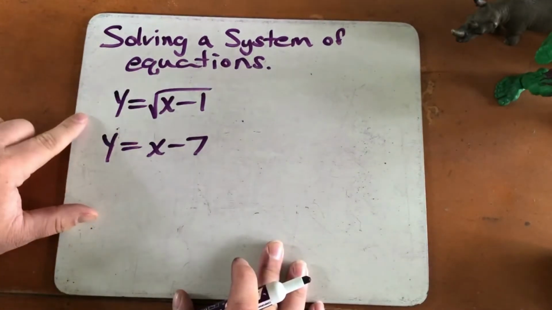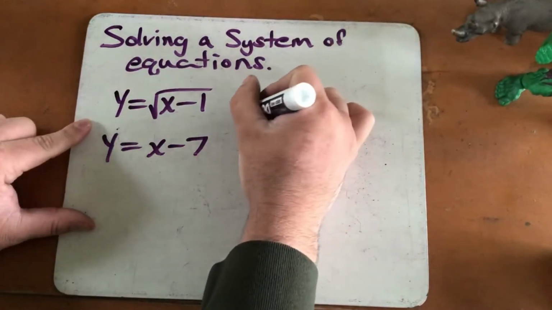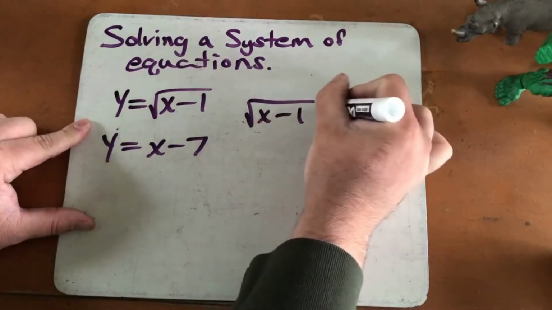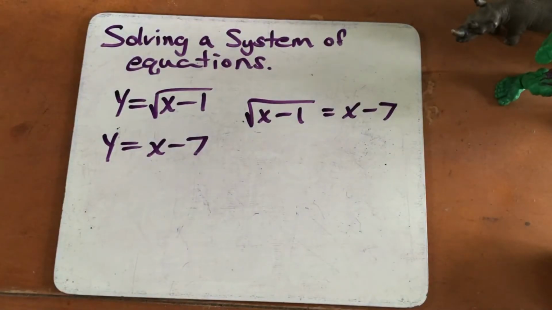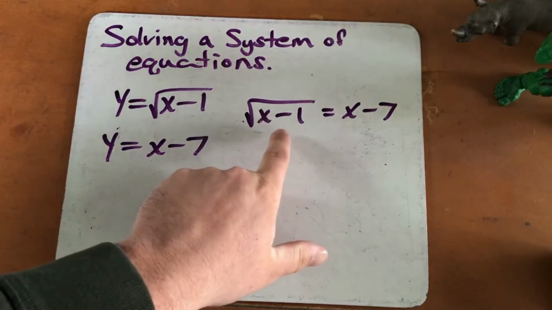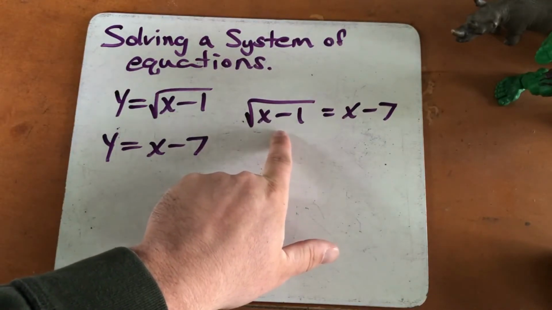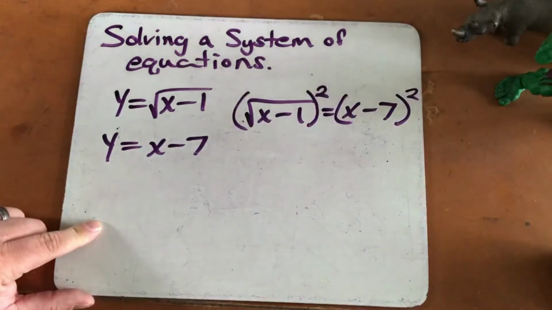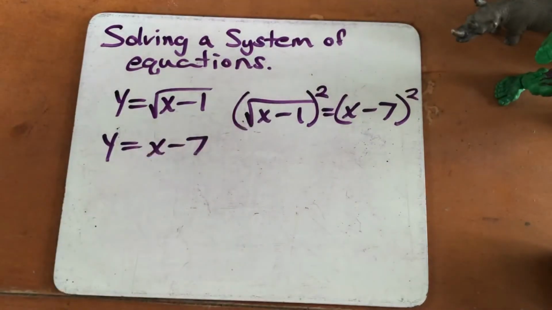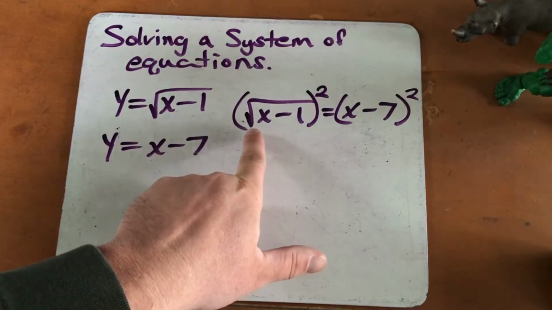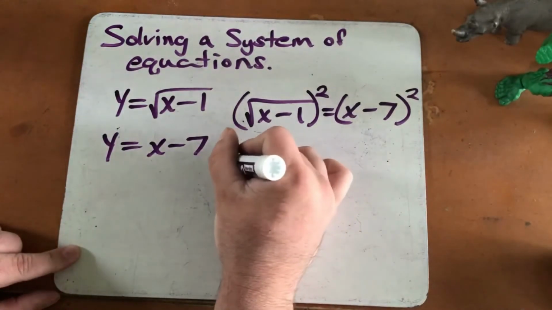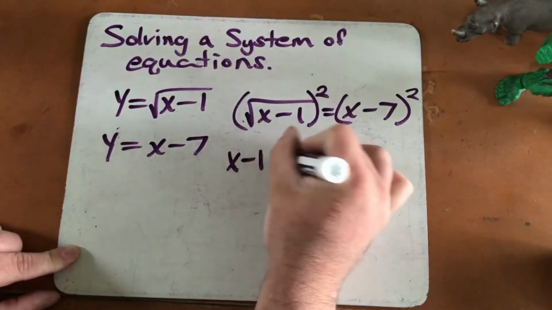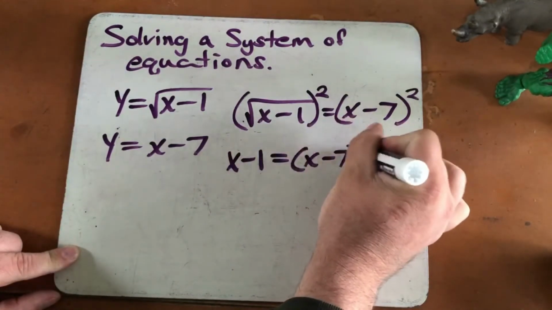If they both equal y, I can set them equal to each other. The square root of x minus 1 equals x minus 7. And now you'll recognize that this looks like when I was solving radical equations. I need to rewrite this so that this radical is gone. The way that I do this is I'm going to square both sides. So the square of the square root of x minus 1 and then x minus 7 squared. So what that gives me is x minus 1 equals x minus 7 squared.